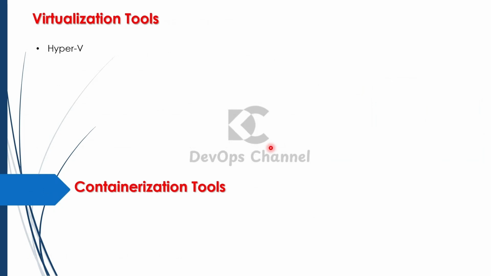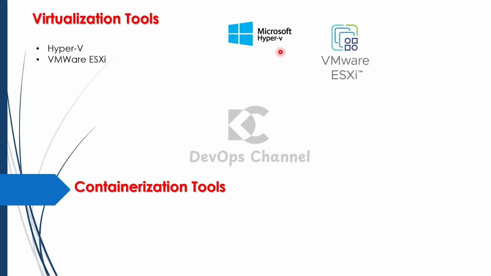If you talk about virtualization tools, the most famous tool for Windows is Hyper-V. So this is the icon for Hyper-V. Okay. Next one is VMware ESXi. It is also one of the leading technologies for virtualization. Next one is VMware Fusion. It's also there, but I think it's kind of old now.